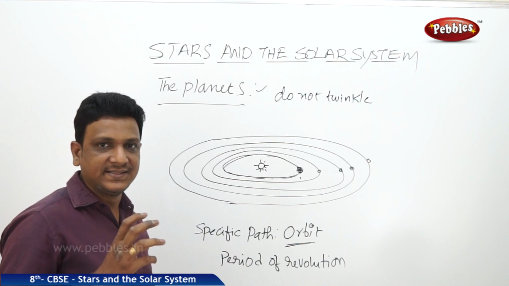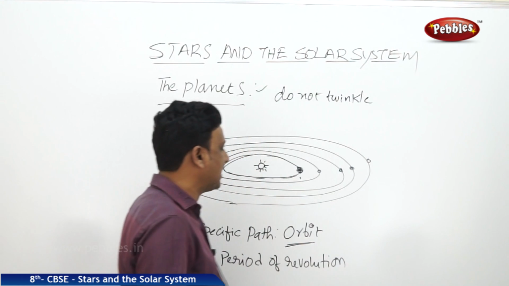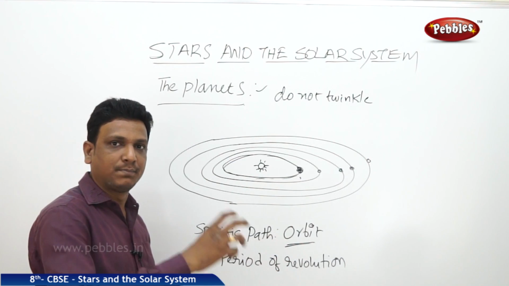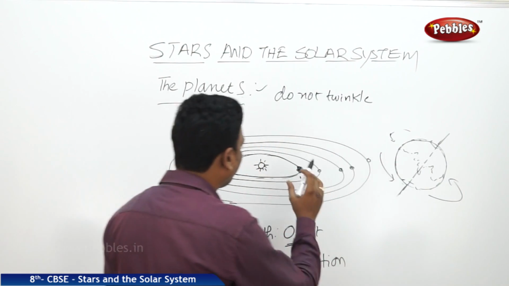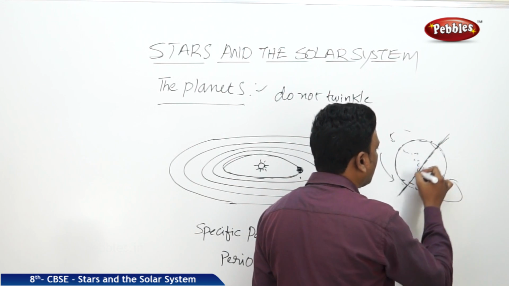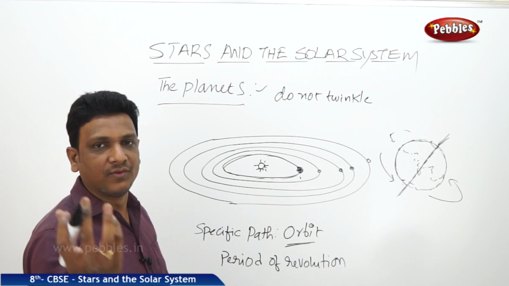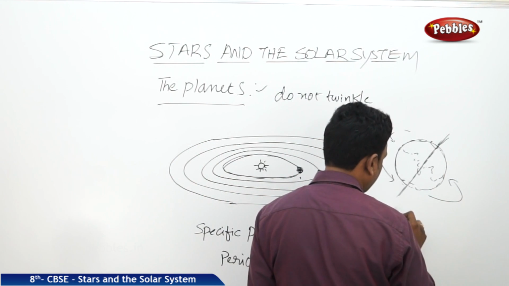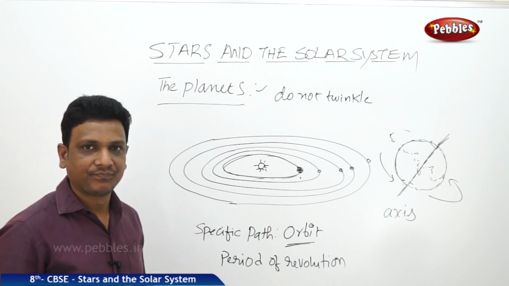The time required to complete one revolution by a planet is called its period of revolution. And the specific path in which the planet revolves around the sun is called its orbit. So each planet not only revolves around the sun, they themselves rotate on their own axis. So planets rotate on their own axis, and at the same time, they revolve around the sun. Each planet has its own axis.